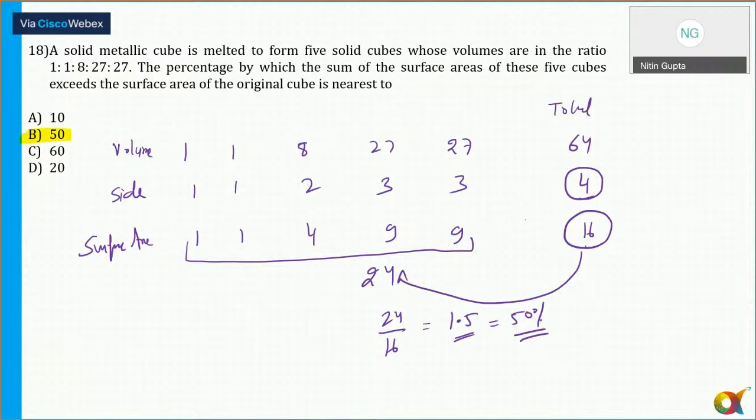Any doubts to anyone now? Please respond. Clear? Can I move to the next question now?